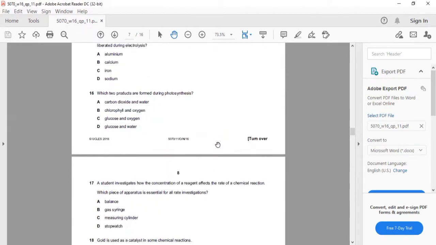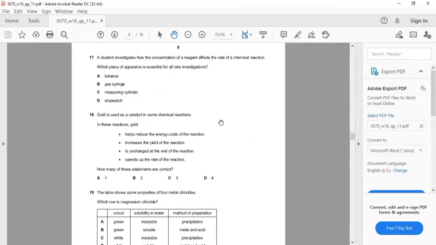Which two products form during photosynthesis? The photosynthesis equation is very simple. Glucose and oxygen, because C6H12O6 plus 6O2 are formed when 6 carbon dioxide and 6 water are reacting together. Okay, glucose and oxygen.